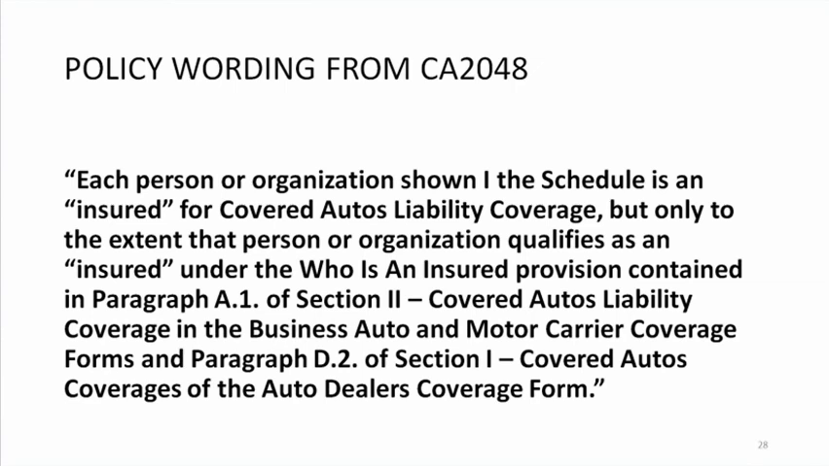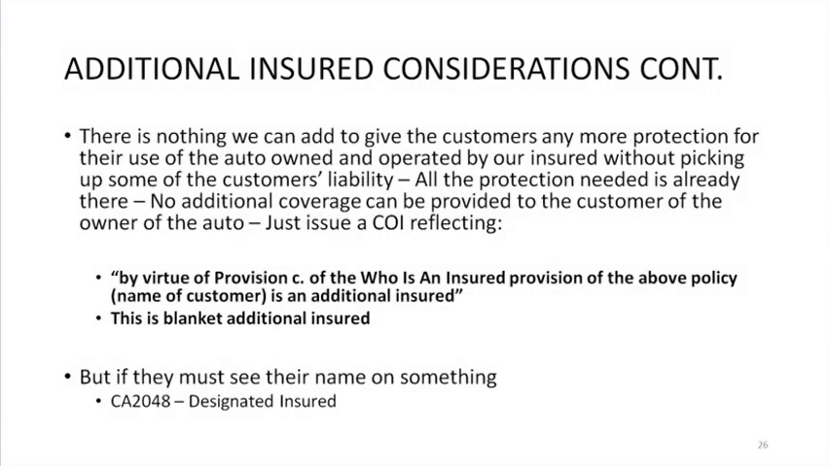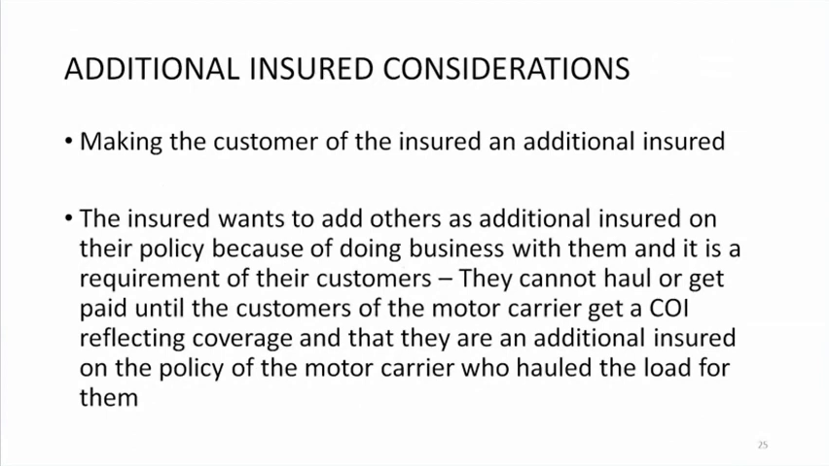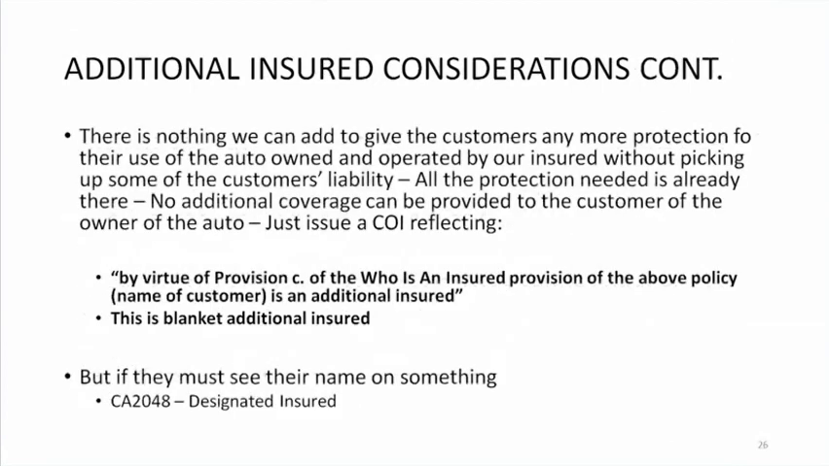What the coverage is being extended under this to the name we list here: any person or organization shown in the schedule, meaning who we list here, is an insured for the covered auto liability coverage, but only to the extent that person or organization qualifies as an insured under the who's insured provision contained in paragraph A1 of section 2, Covered Auto Liability Coverage of the Business Auto and Motor Carrier forms, and section D2 of Covered Autos Coverage of the Auto Dealers Coverage Form. In other words, all the coverage is going back to what we had read in the previous paragraph, and that is anyone liable for the conduct of an insured above, but only to the extent of that liability. This is the coverage that we have here, period.